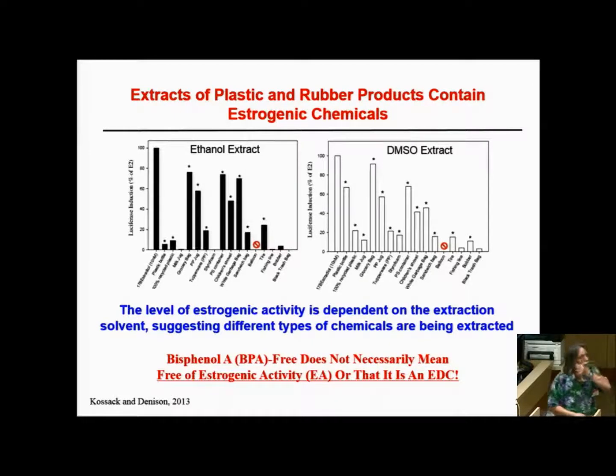The other thing is that we've looked at lots of plastic and rubber products. It's so hard to see in here, but we've done a variety of plastic bags, boxes, milk jugs, everything that we could find in the lab or at home that had plastic we extracted. The interesting point here, so the first bar is estrogen in both cases is extracted with ethanol or DMSO, in which you can see it's the same products, but you see different patterns. Different solvents are taking out different estrogenic chemicals out of those materials.